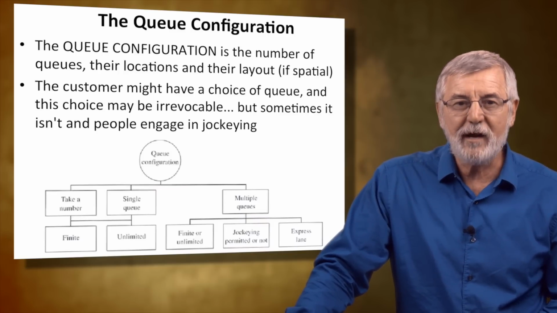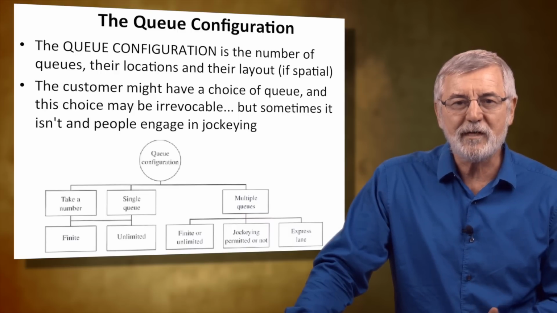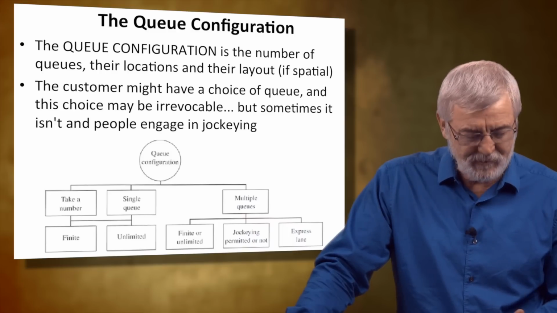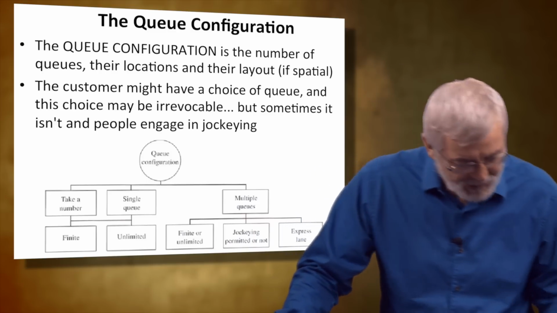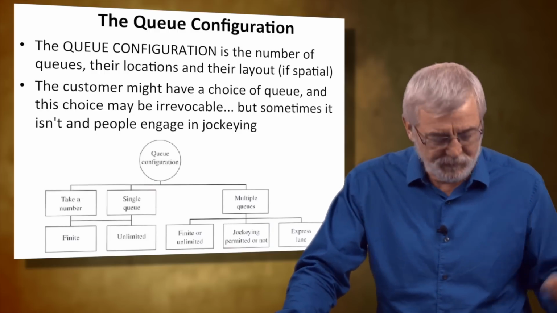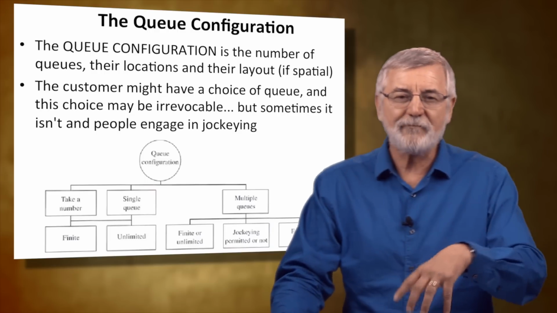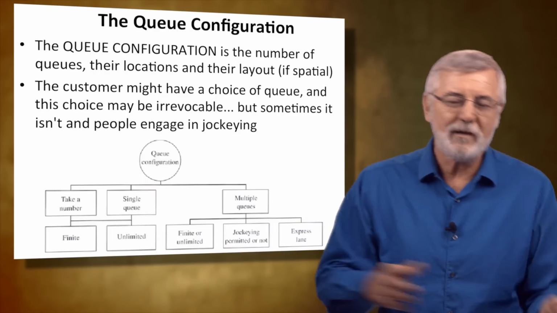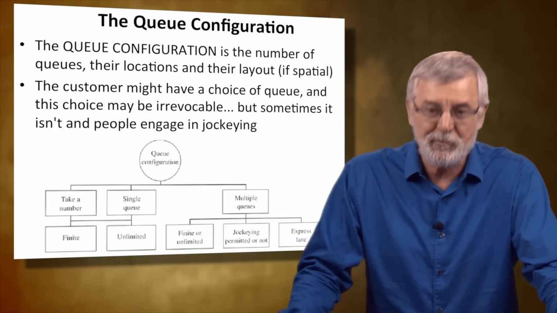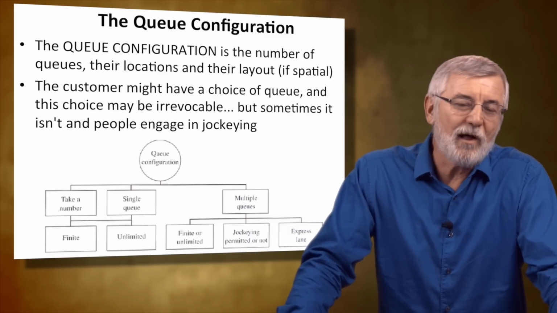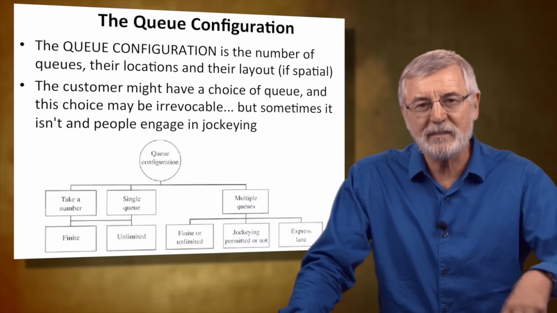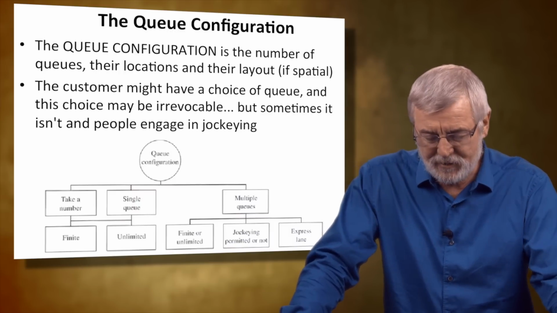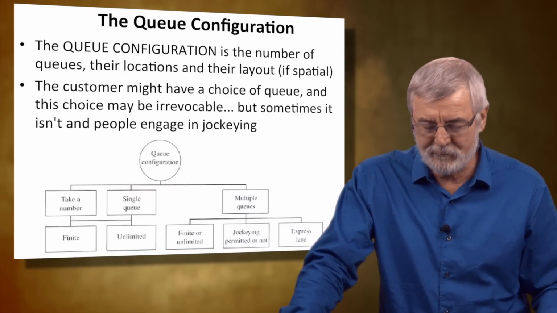So the queue configuration is the description of the number of queues, their locations, and their layout. And you can see here we take a number of queues, we have single queues, we have multiple queues, we have queues that can get arbitrarily long, or they have other ways to manage the queues. We could let people change lines, or they may be prohibited from changing lines. We have express lanes, different kinds of configurations that shape your experience.